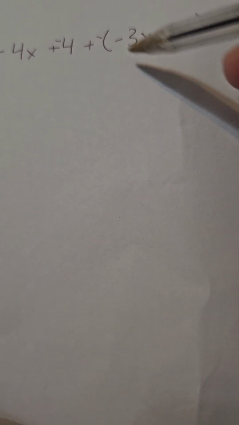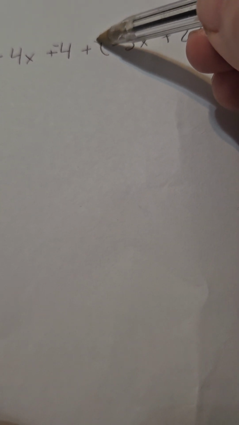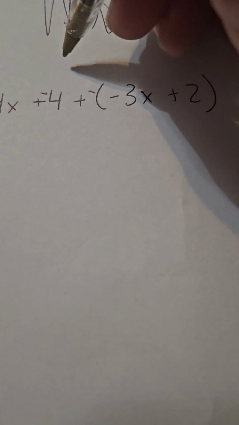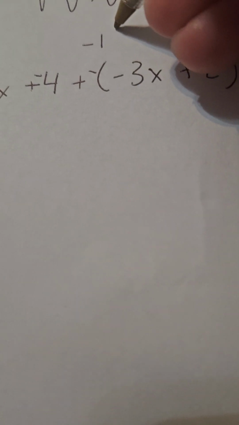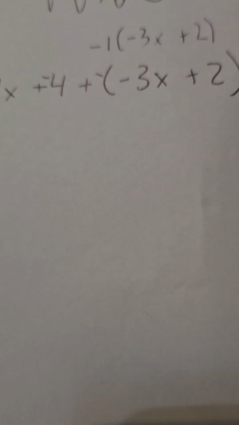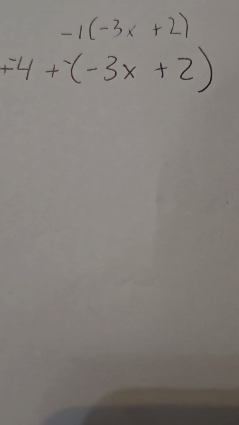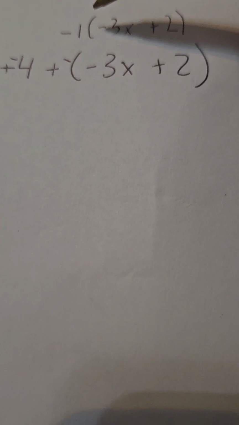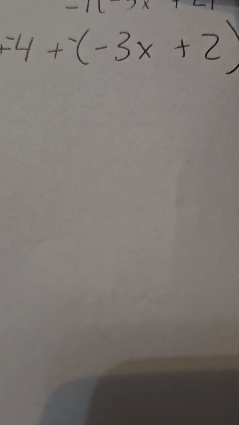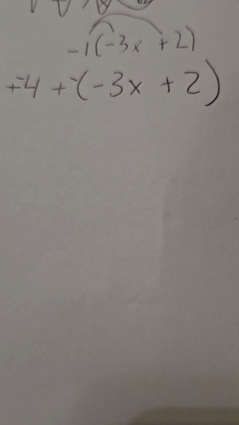In order to make this whole quantity, to use that negative sign, we have to distribute it to this entire quantity. So you can think of this as negative 1 times the quantity of negative 3x plus 2. The identity property tells us that if we multiply something by 1, it doesn't change it. So instead of just thinking of distributing my negative, I can think of distributing a negative 1, and that makes it a little bit more concrete for us.